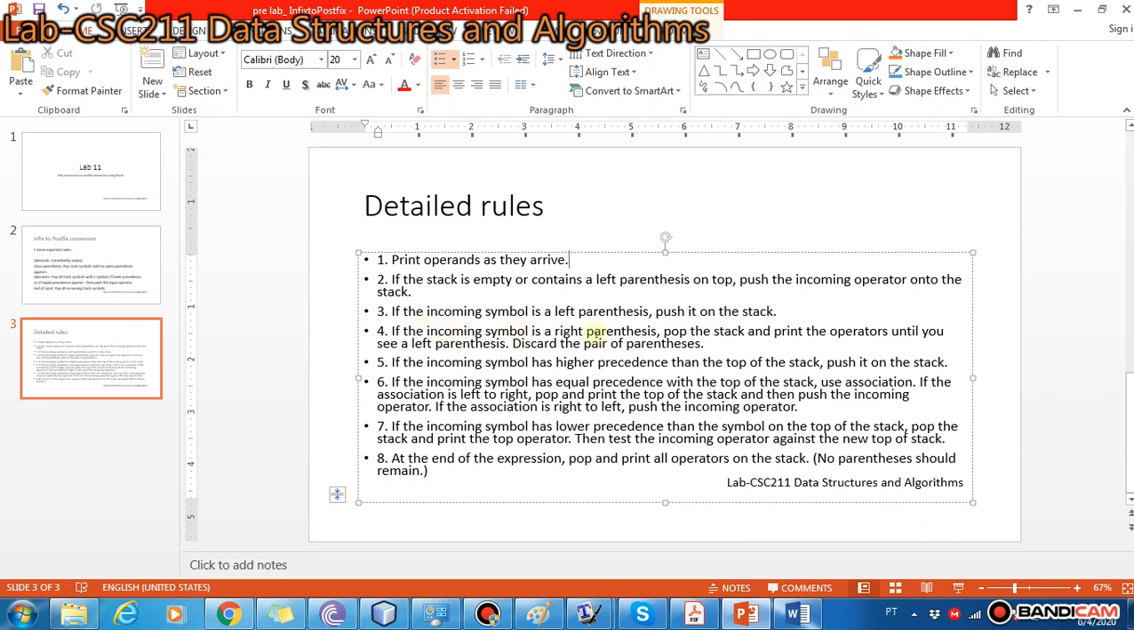If the incoming symbol is a right parenthesis, pop the stack and print the operators until you see a left parenthesis. Discard the pair of parentheses. Okay, we will come back to it later. Now, if the incoming symbol has higher precedence than the top of the stack, push it on the stack.